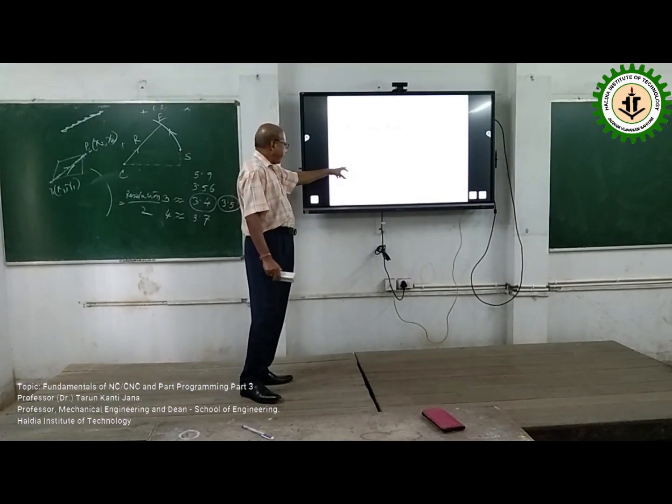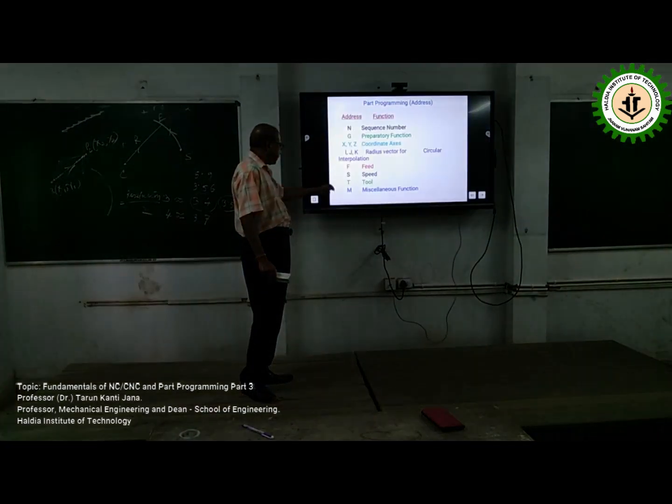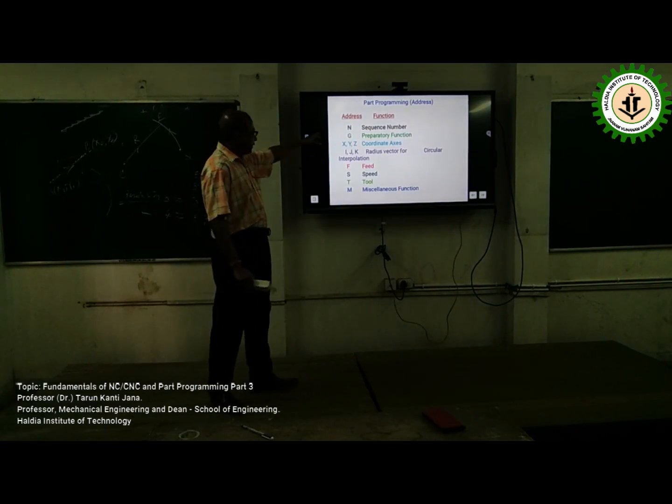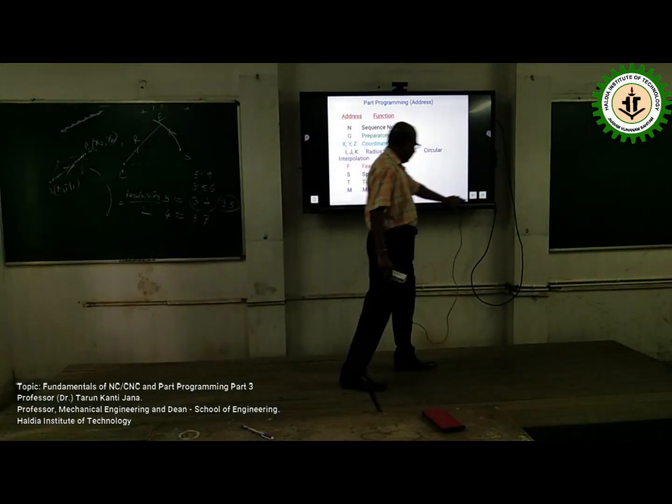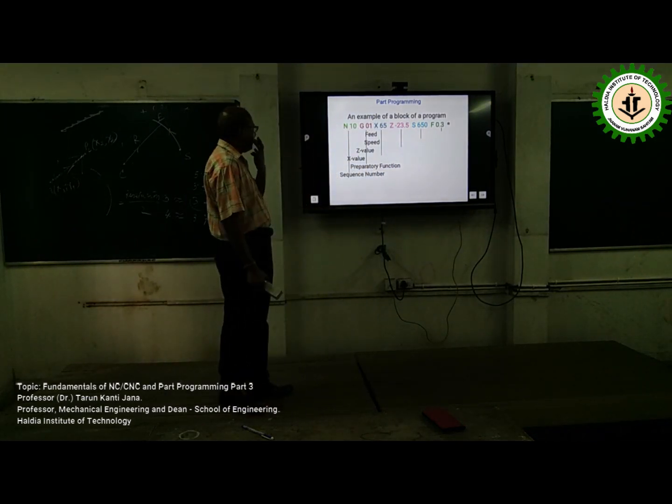For feed, the address code is F. For speed, the address code is S. For tool, it is T. For miscellaneous function, it is M. So these are the address codes that we encounter in case of part programming.